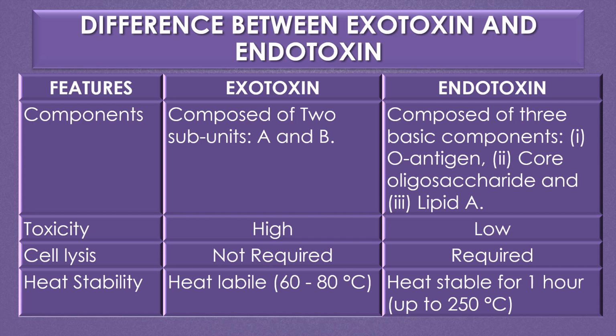The toxicity of the exotoxin is high, but the toxicity of the endotoxin is low. Cell lysis is not required for the extraction of exotoxin, but the endotoxin's extraction requires cell lysis. The exotoxins are heat labile. They will be degraded at 60 to 80 degrees Celsius, but endotoxins are heat stable for 1 hour. They will be able to withstand temperatures up to 250 degrees Celsius.